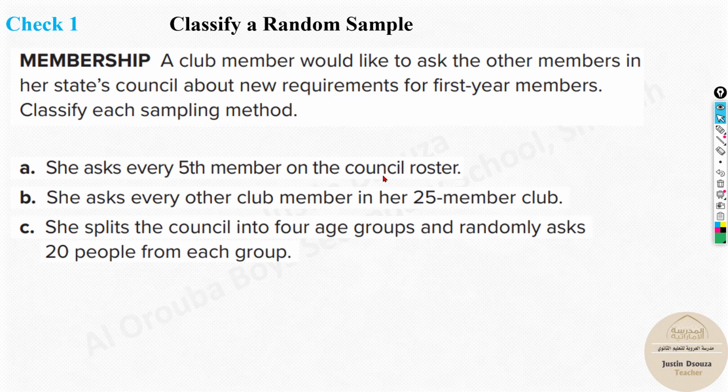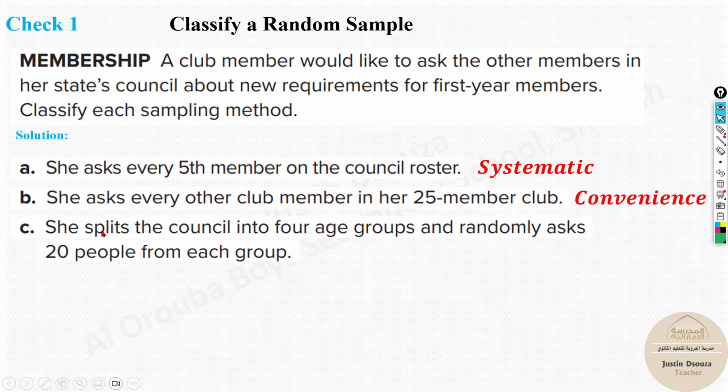It's directly systematic. Now she asks every other club member in the 25 member club. Now she asks everyone in the 25 member club right now there, whoever is there. This is basically convenience, because she's not taking any random sample, she's asking everyone because it's convenient. That's it. So the first one was systematic. This is convenience. Now, what about this?